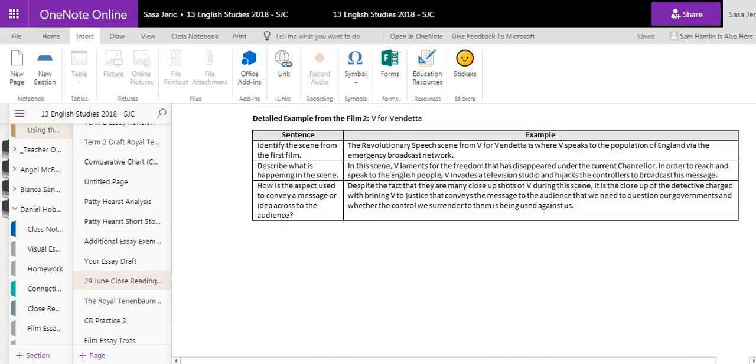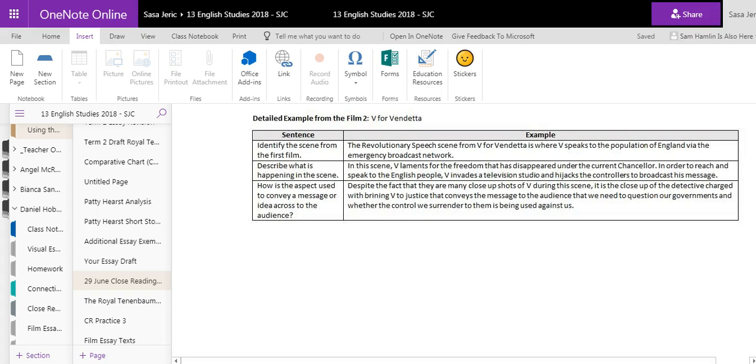So now I've set the scene, but I need to explain how the aspect comes in. Where is the close-up? While there are several close-ups of V during that scene, he's wearing a mask. There's no change in expression in the mask. So I've decided to use a close-up of the detective, or the inspector that's used to hunt down V as this terrorist.